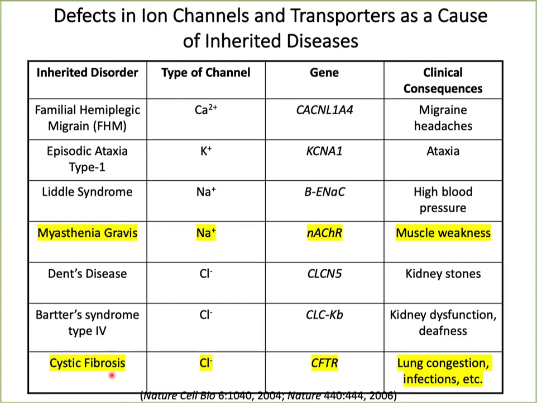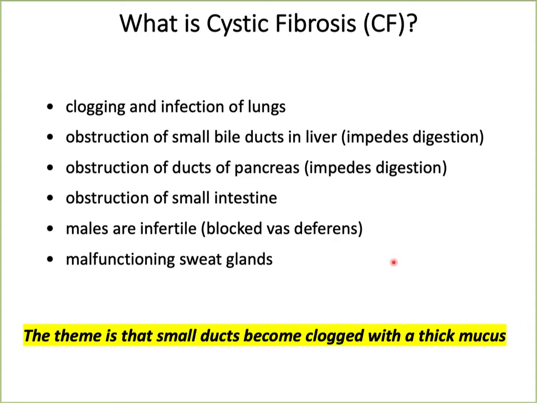So let's look at how a mutation in this channel actually contributes to cystic fibrosis. Here are some characteristics of cystic fibrosis. The primary cause for the disease is the production of thick mucus that clogs the lungs, which can lead to infection and pneumonia. There is obstruction of the small bile ducts in the liver, the ducts in the pancreas, the small intestine, the vas deferens, and also malfunctioning sweat glands, all due to the production of thick, gluey mucus. Basically, all the small ducts and glands in the body become clogged with thick mucus.